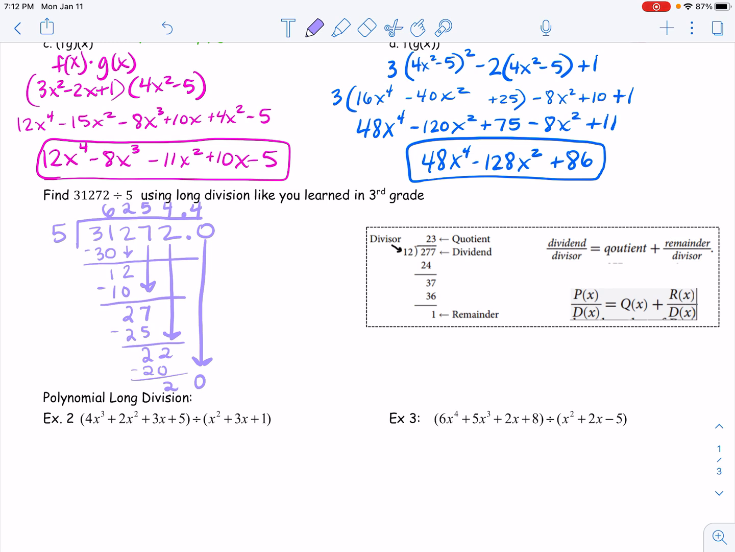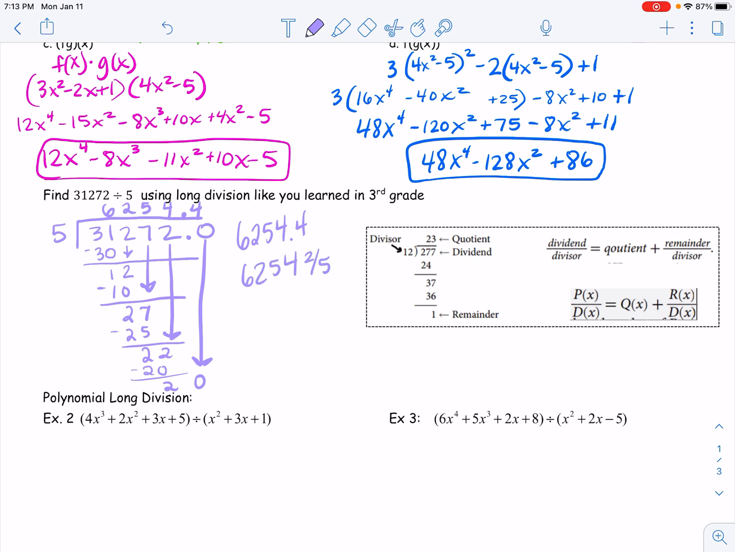However, when we're dealing with polynomials, we're not going to have a decimal of a polynomial. We're going to have a fraction of a polynomial. So we know that 0.4 is 2/5, right? So this is 6,254.4 or 6,254 and 2/5.